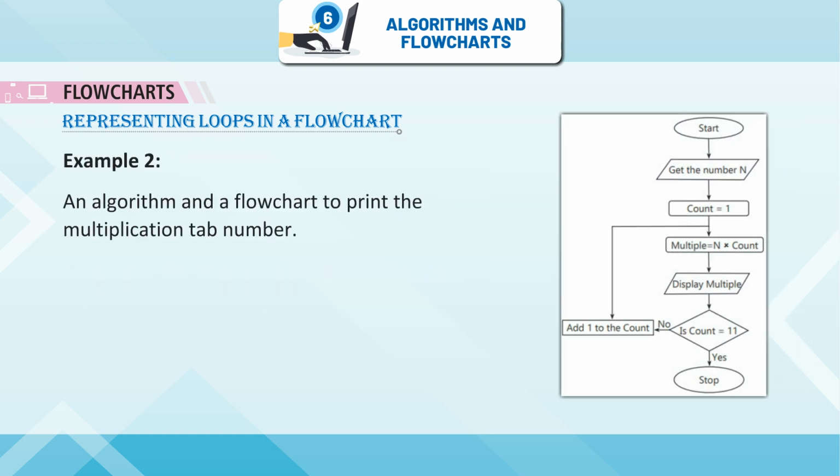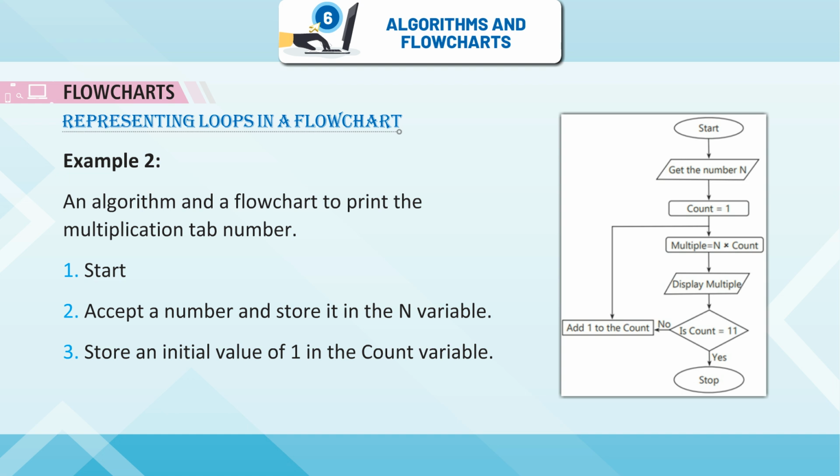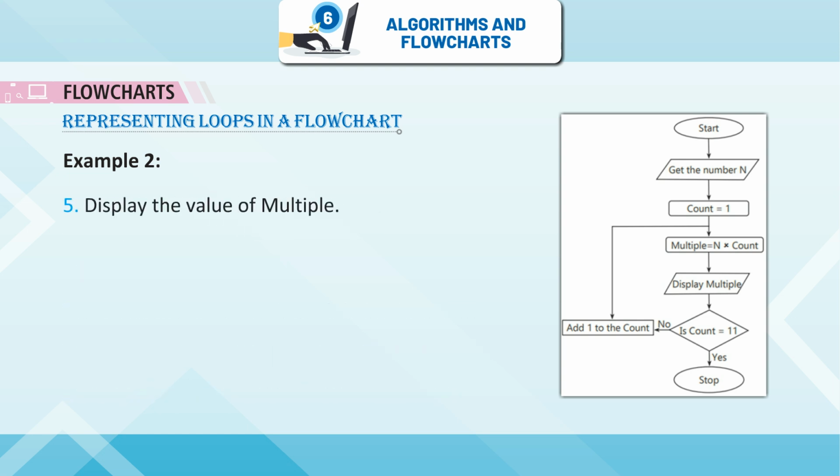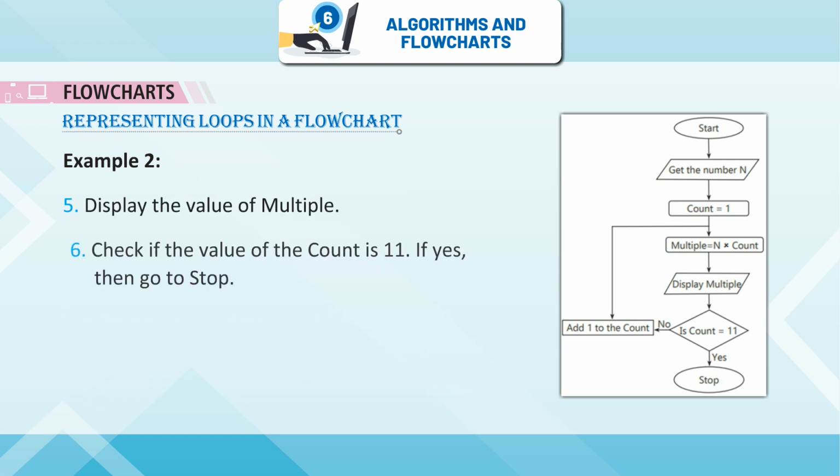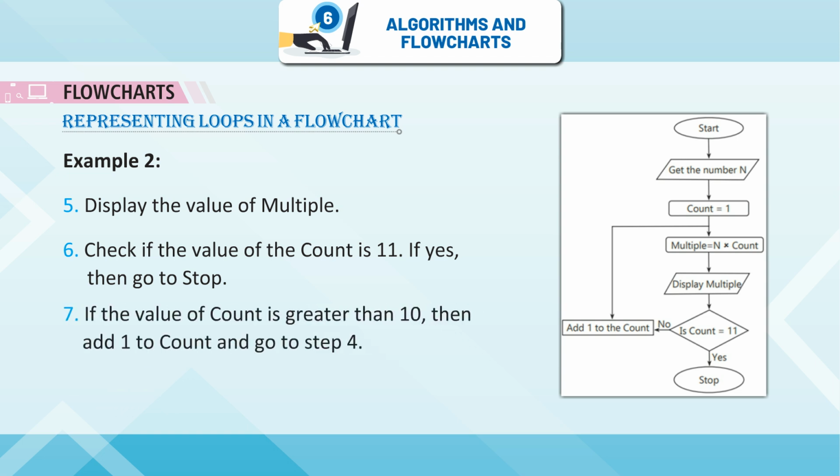Example 2. An algorithm and a flowchart to print the multiplication table of a number. 1. Start. 2. Accept a number and store it in the variable n. 3. Store an initial value of 1 in the count variable. 4. Calculate n multiplied by count and store it in multiple. 5. Display the value of multiple. 6. Check if the value of count is 11. If yes, then go to Stop. 7. If the value of count is not greater than 10, then add 1 to count and go to step 4. 8. Stop.